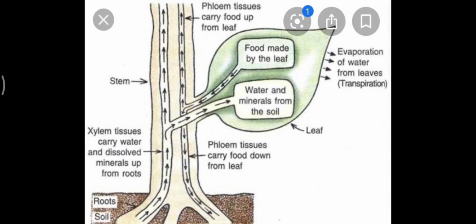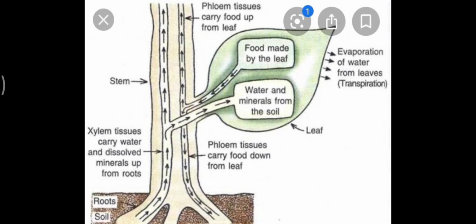But when you talk about the phloem transport, the phloem transport is bidirectional or multidirectional, because the leaf is centrally located in the plant, and from that leaf the food goes down to root also, the food goes up to stem also, it goes to branches also, it goes to flowers also, buds also, and this food is further required by the plant for its growth and development.